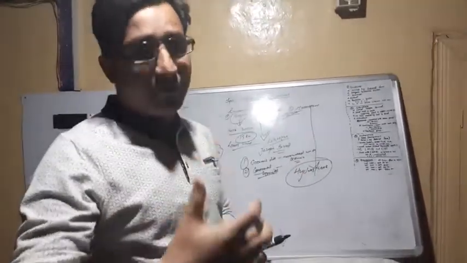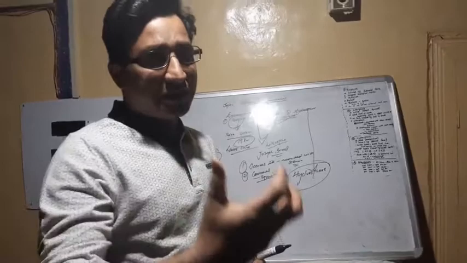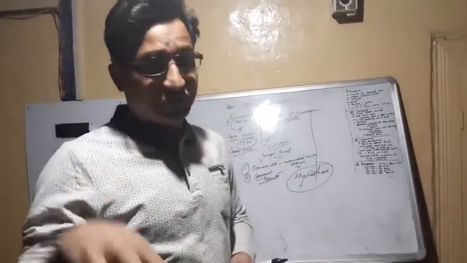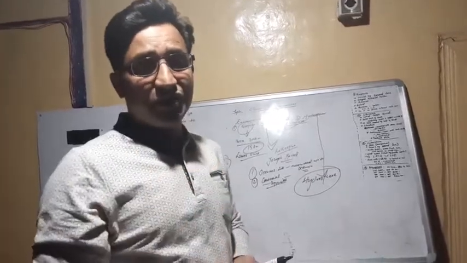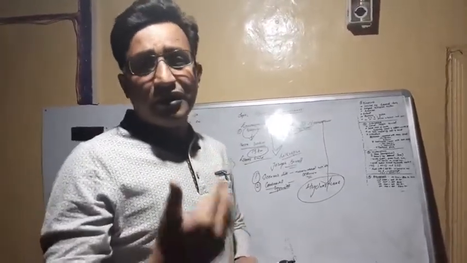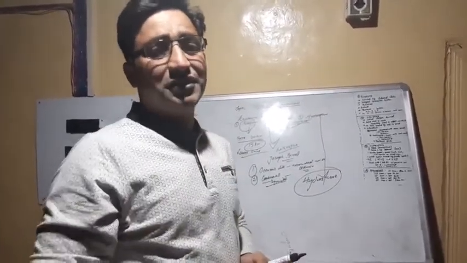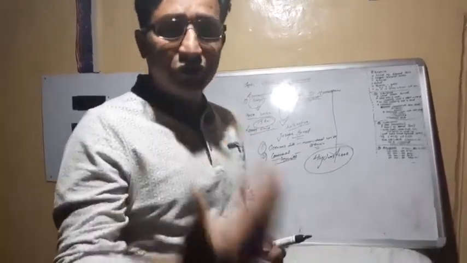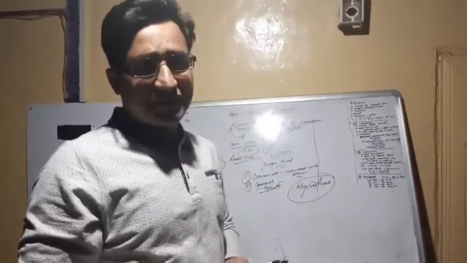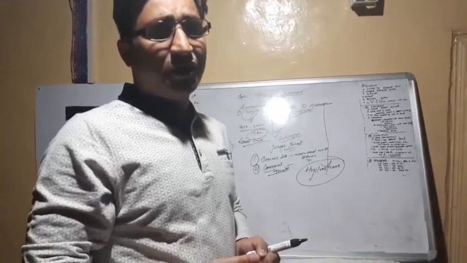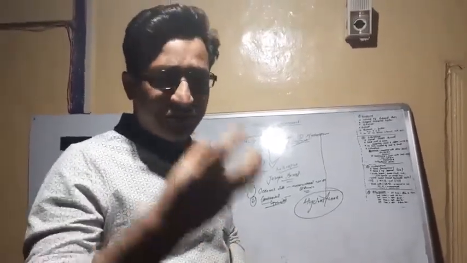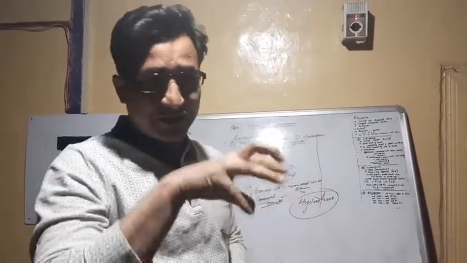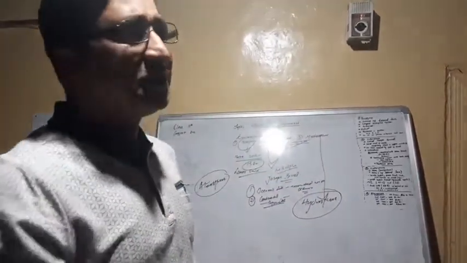Nitrogen is present at 78%, oxygen about 21%, argon about 0.93%, and carbon dioxide 0.03%. There are other gases like neon, krypton, xenon, and ozone, which are present in very trace amounts. These can be called the trace gases. This is regarding its composition.